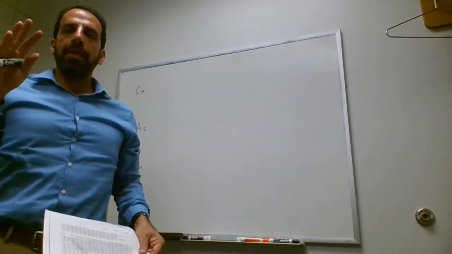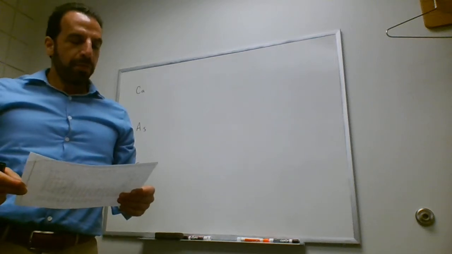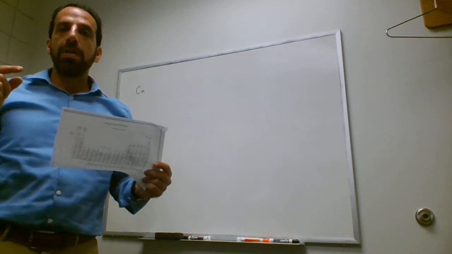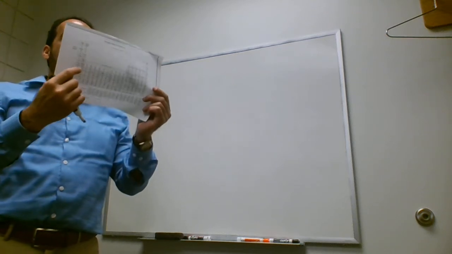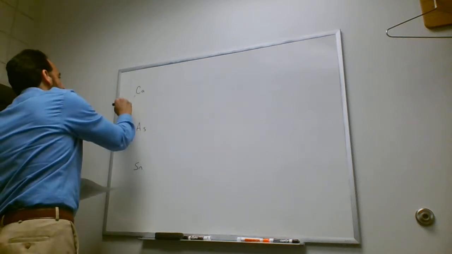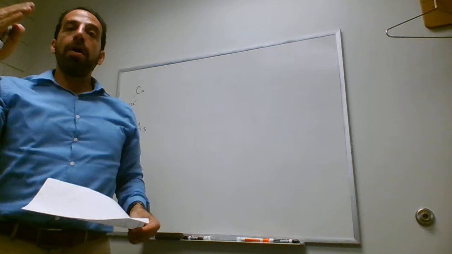So I want to take a look at electron configurations. We're going to do it a couple of different ways. First thing is, let's look at calcium. To figure out how many electrons for calcium, I look at its atomic number. Calcium's atomic number is 20, which means it has 20 electrons. And so we're going to do it both the longhand and the shorthand.